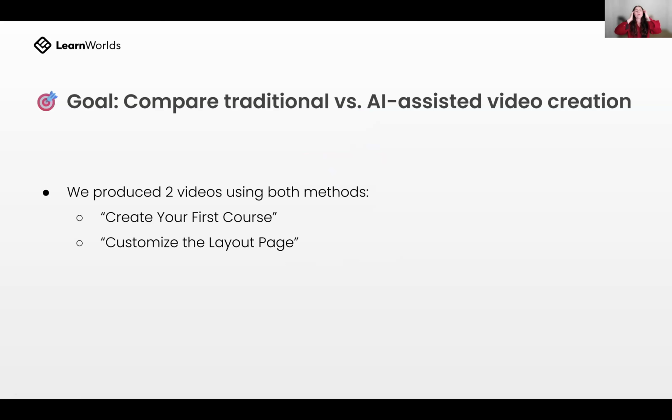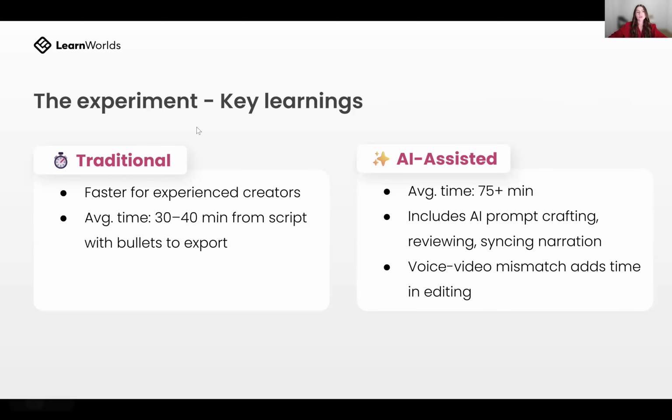So we generated 2 videos with both methods. The first one was create your first course, and the other one was customize the layout page. With the traditional way, we found out that obviously it was faster for me as an experienced creator, because a lot of times I didn't even need to create the script, because I already knew the product. I would eliminate that completely when doing it myself, and I didn't have to generate the audio. I was doing everything in one take, just live, doing the narration and the screencasting.